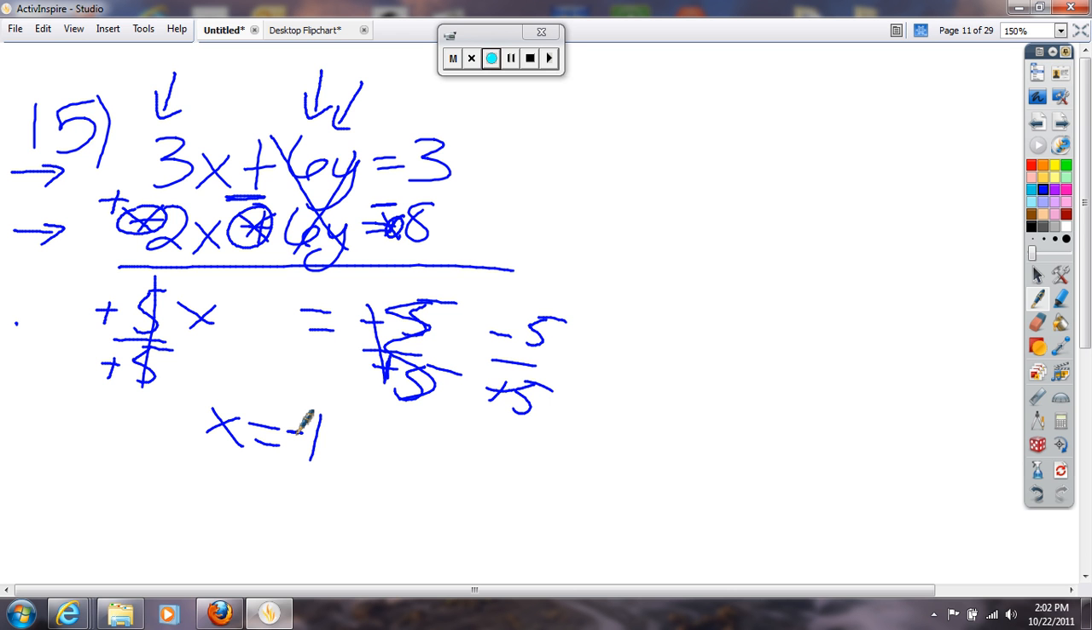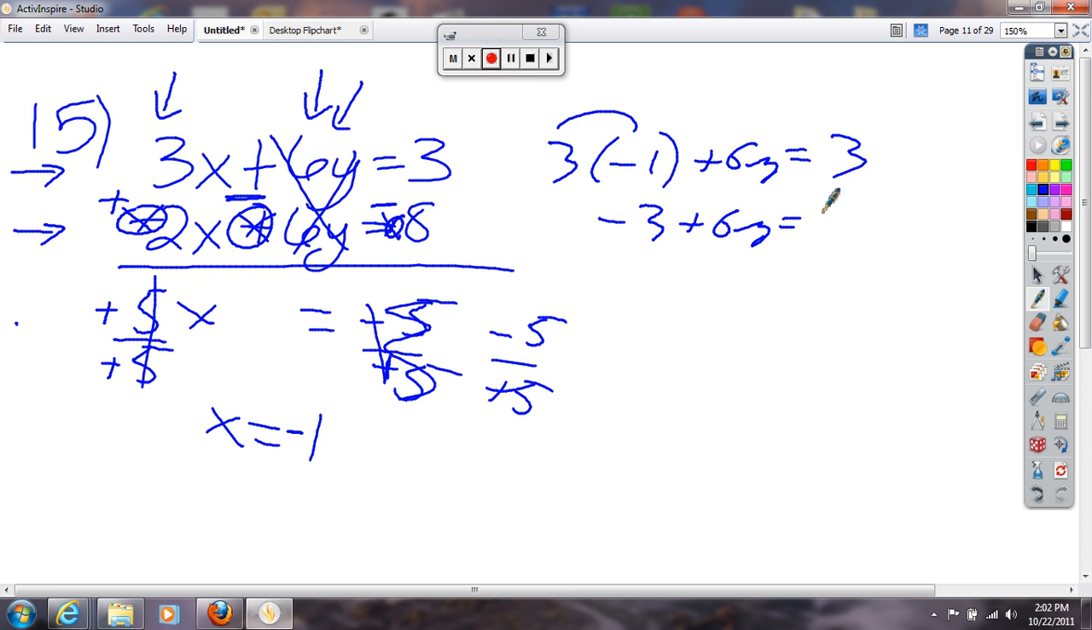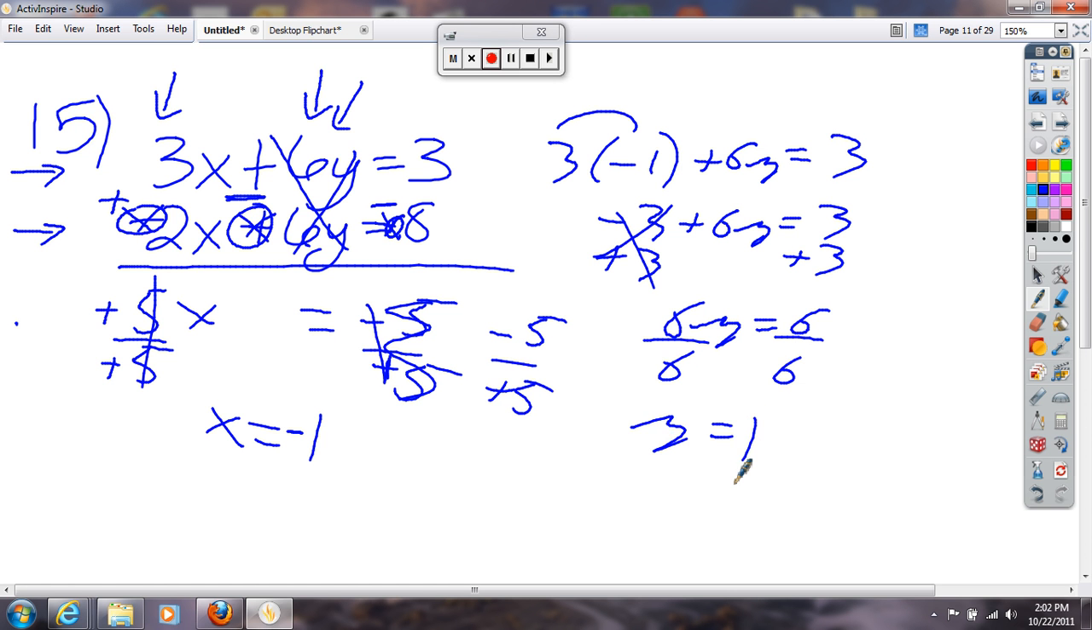And now I'm going to plug it back in. Let's go ahead and do it with the top one. X is negative 1, so I have 3 times x, which is negative 1, plus 6y is equal to 3. 3 times a negative 1 is negative 3 plus 6y equals 3. I add 3 to both sides. The 3's cancel. 6y equals 6. Divide by 6, the number in front of y, and y equals 1.